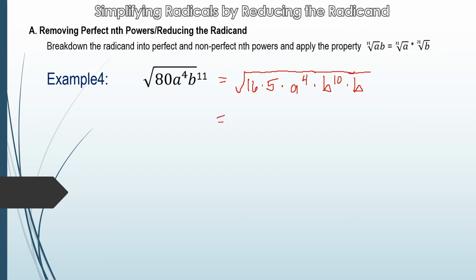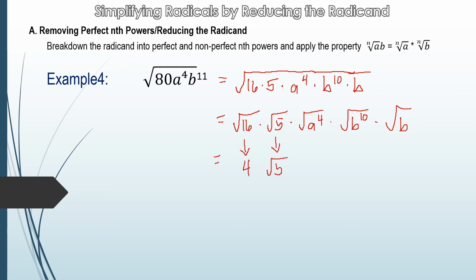Applying the law of radical, this is the same as the square root of 16 times the square root of 5 times the square root of a to the 4th power times the square root of b to the 10th power times the square root of b. So the square root of 16 is 4. Bring down square root of 5. We can no longer extract this or simplify.